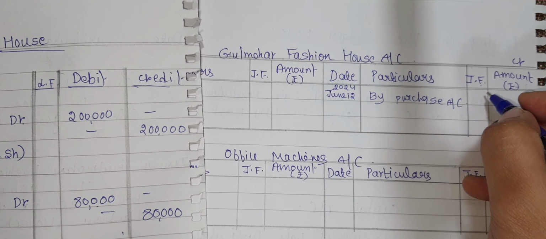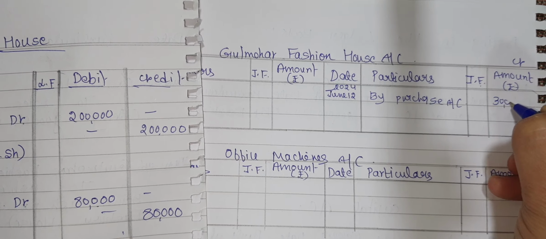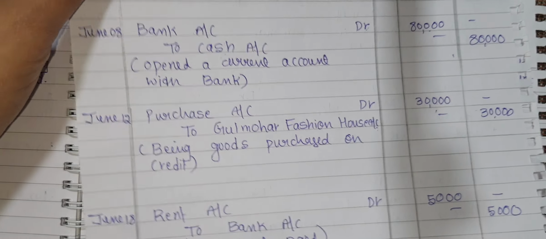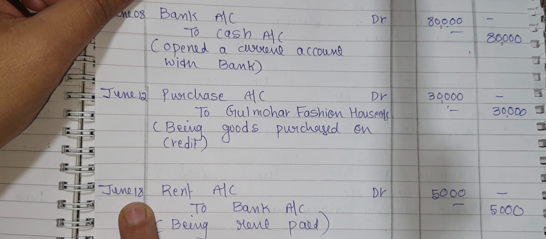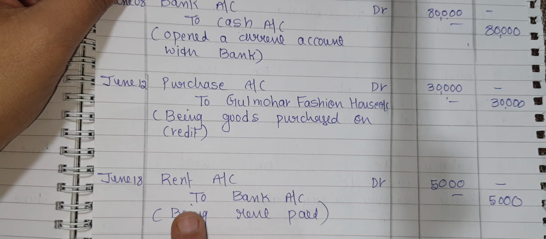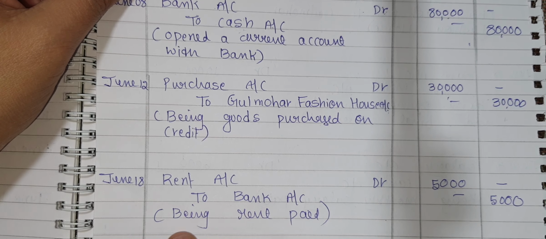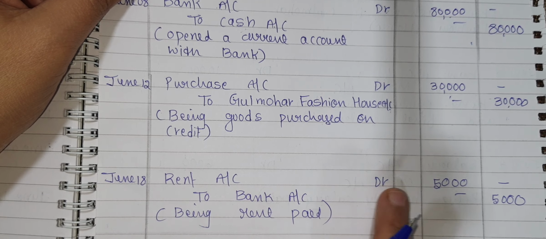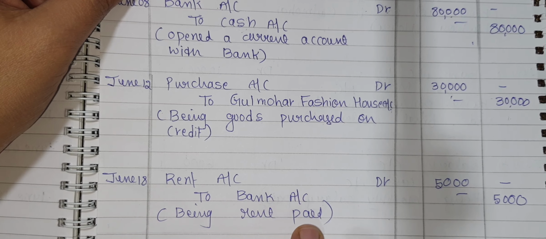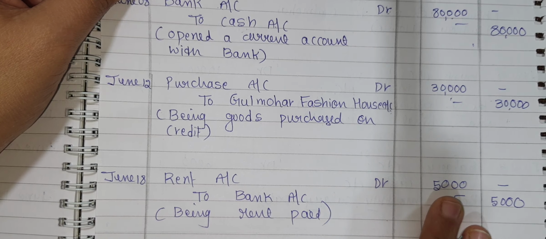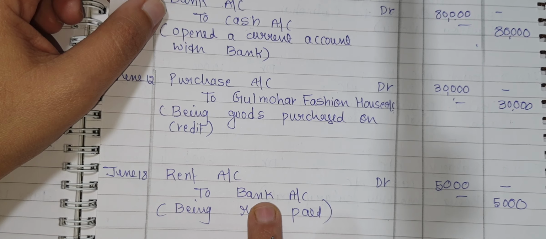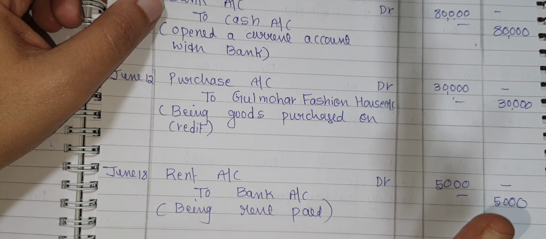That is rupees 30,000. Clear? Now move to the fourth entry on June 18, rent account debtor to bank account. It means what? Being rent paid. Rent account debtor to bank account, rent paid through check, that is rupees 5,000. So we have to prepare the rent account, and the bank account we have already prepared.